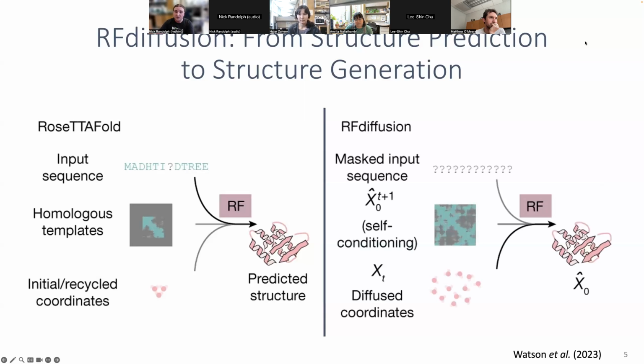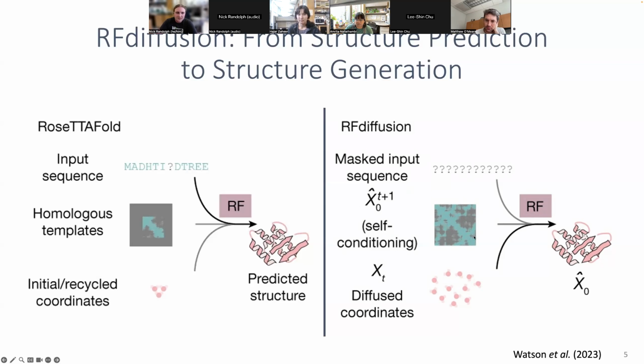Going to structure generation, so this is RF diffusion, it's a little different. Like I mentioned, we're trying to generate a protein backbone. When we have a backbone, we don't really have a sequence assigned to it. So all the sequences are actually just masked. We don't know any of the sequence.